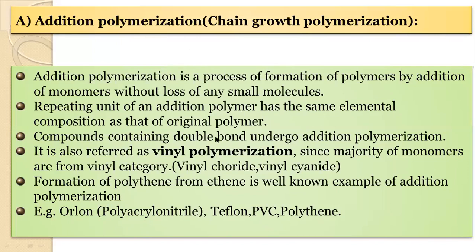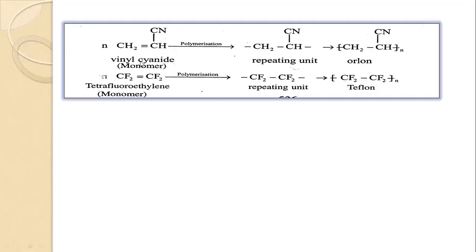For the board examination, for 2 marks, the question will be asked: write a note on addition polymerization. In this question, we have to write what is meant by addition polymerization and give 2 examples. The example I have given here is vinyl cyanide. The vinyl group means a double bond, CH2 double bond CH.